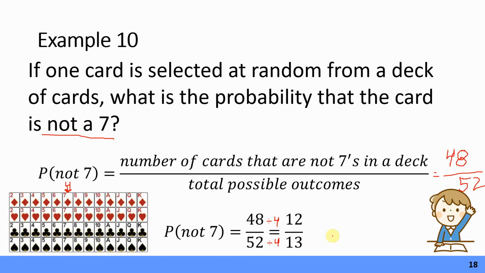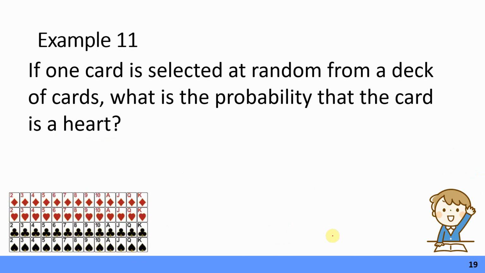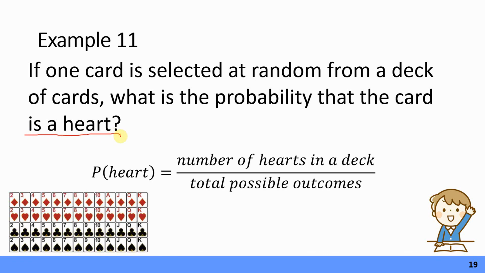Not bad. All right, let's go ahead and try a couple more with the deck of cards. If one card is selected at random from a deck of cards, what's the probability that the card is a heart? There's again a total of 52 cards. Out of those 52, how many are hearts? All of these are hearts. You could count them, or you could just remember what I told you earlier: there are a total of 13 cards for each suit. So my answer is just 13 over 52, which simplifies to 1 over 4. So what is the probability of getting a heart? Count them, 13 over 52, you simplify. Pretty simple.